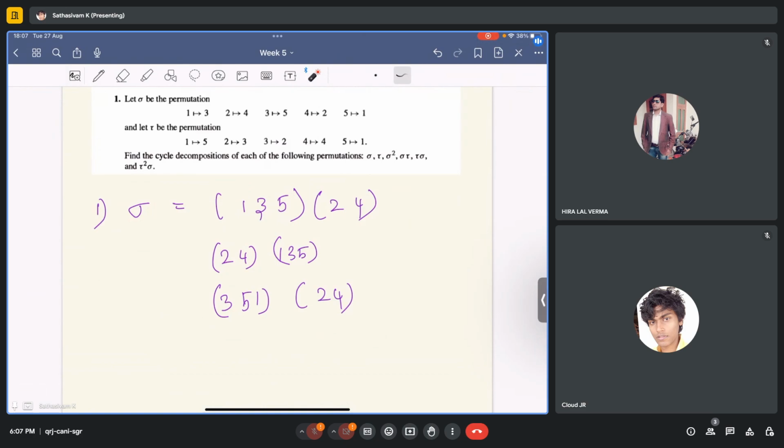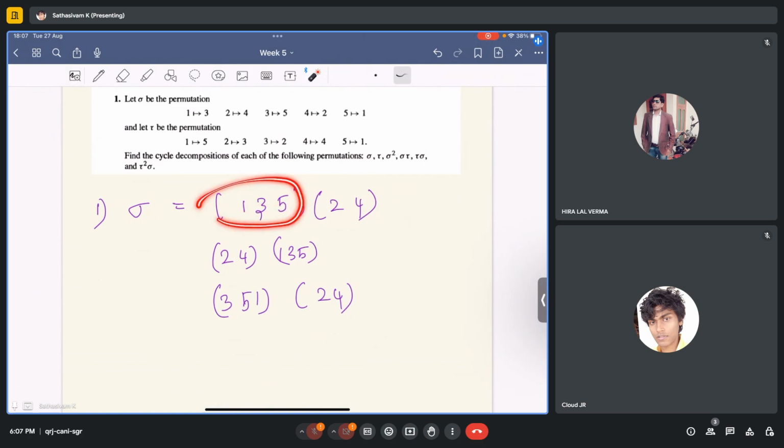But what is actually happening is that we can change the order of these two disjoint cycles. When I say two cycles are disjoint, the numbers appearing in one do not appear in the other. Such cycles are called disjoint cycles. So what you can observe is that this cyclic decomposition is unique up to rearrangement of the cycles, and also you can cyclically permute inside each cycle.